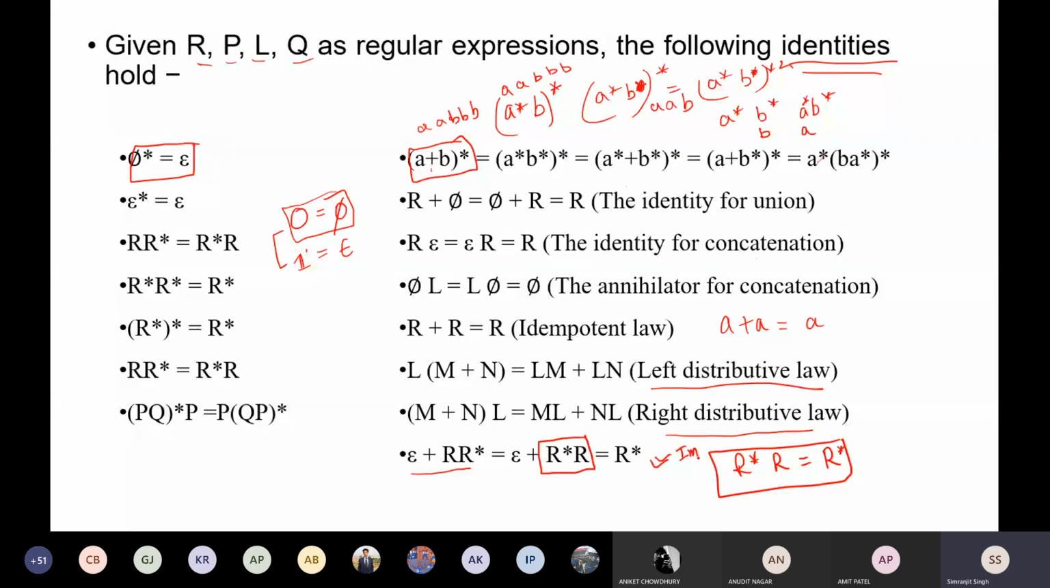Most people will make a mistake, and most of the questions are related to this. Most people make the mistake of thinking that (R star) star is not equal to R star. Keep that property in mind. This is most important. Another one is, 0 raised to the power of star is equal to epsilon. This is also a very important property because it is unexpected that if I raise 0 to the power of star, it can turn into epsilon.